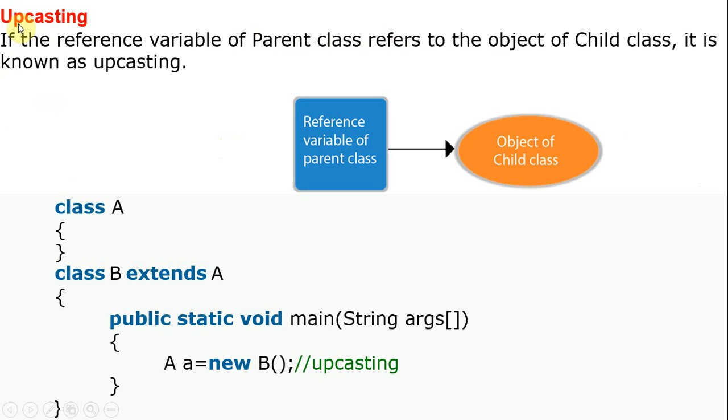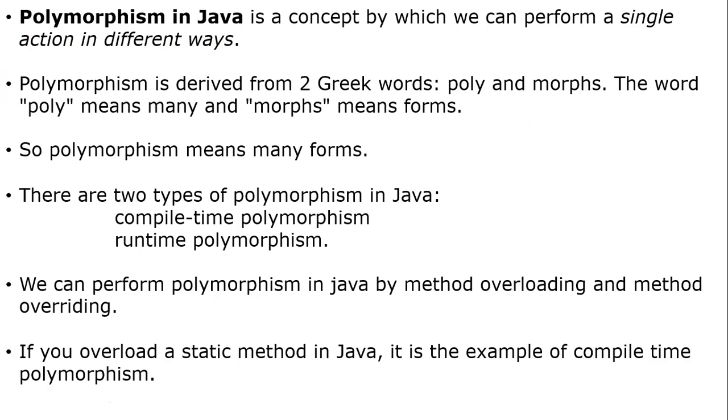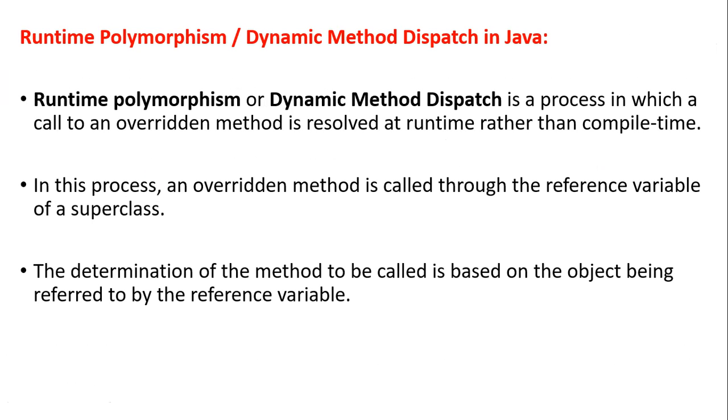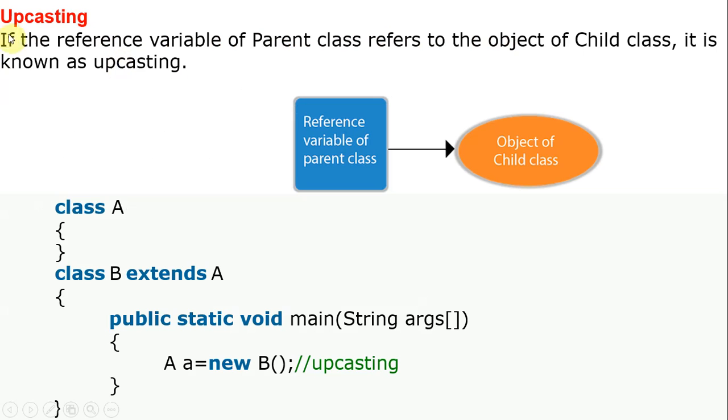Okay, so before that you have to understand what is upcasting. A simple concept here, upcasting. Just leave runtime polymorphism, dynamic method dispatch, just simply listen to what upcasting is. If the reference variable of a parent class refers to the object of a child class, it is known as upcasting. Okay, so see here, diagrammatically, reference variable of parent class, object of a child class.